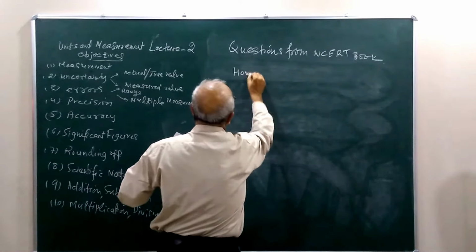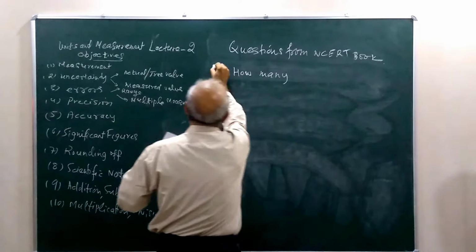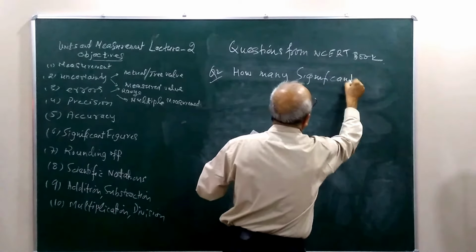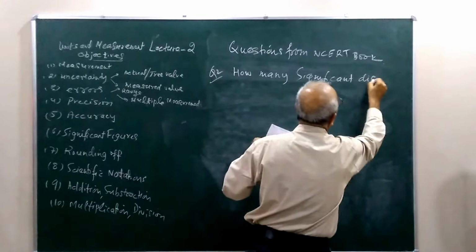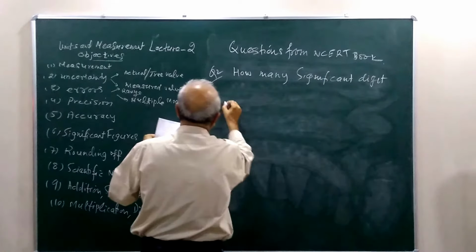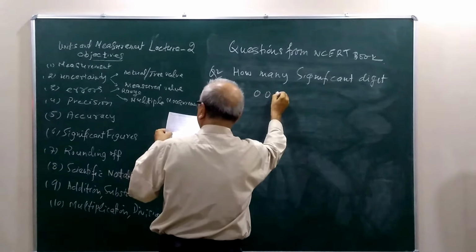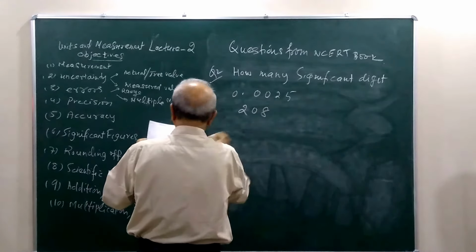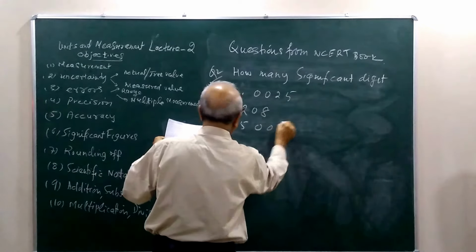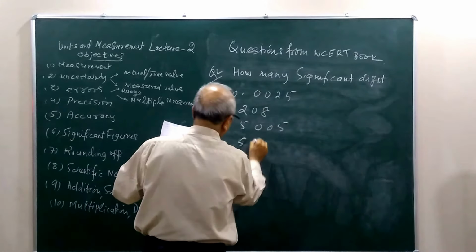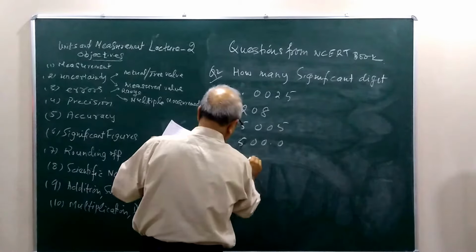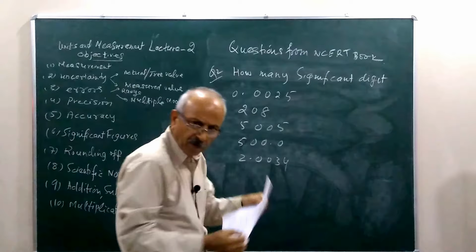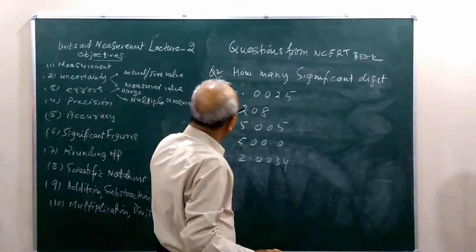How many significant digits are there? First, 0.0025, 208, 5005, 500.0, 2.0034. Let me use the rules for this.